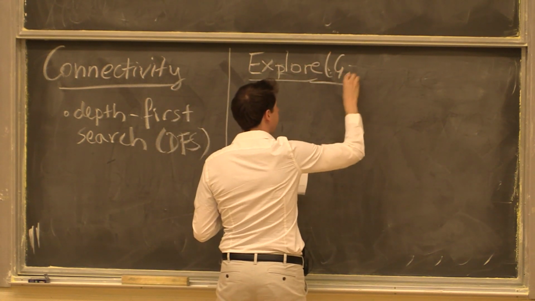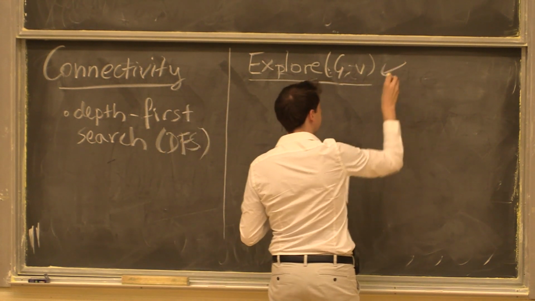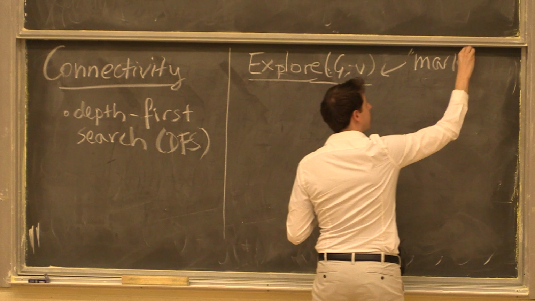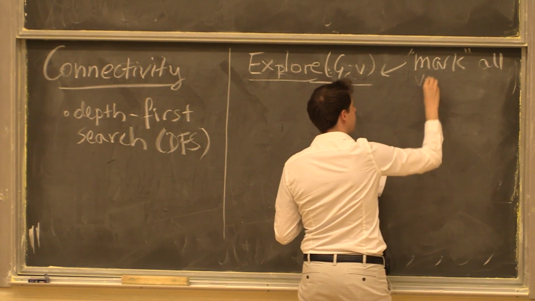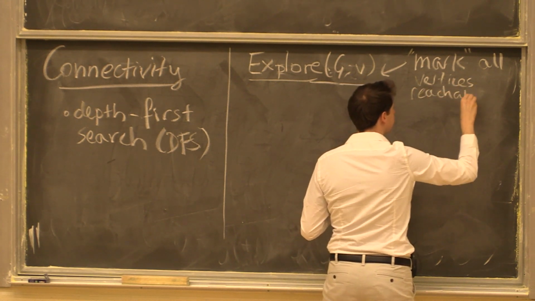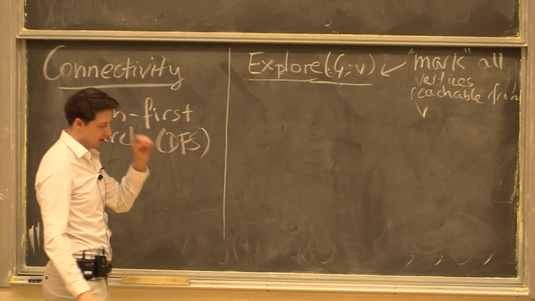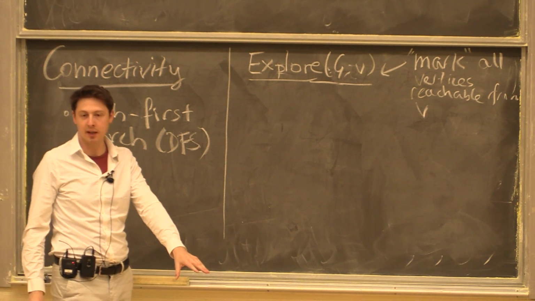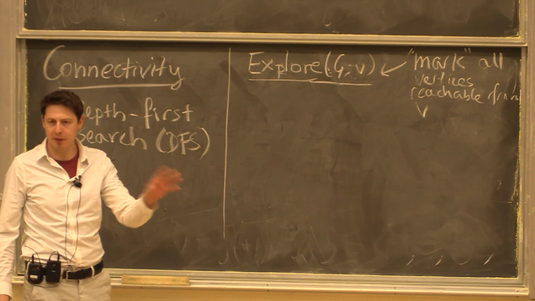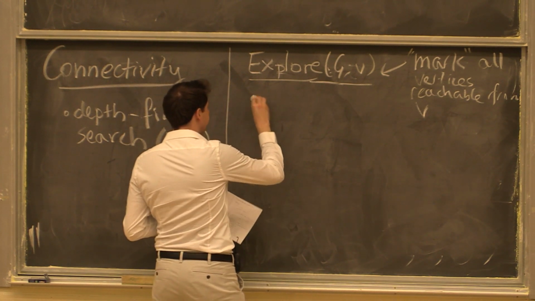It takes as input a graph and a vertex in the vertex set. Its goal is to mark, to see all vertices reachable from V. Somehow there's a subroutine, you spawn the subroutine at the vertex V, and the job is for it to figure out what are all the vertices that are connected to V. Maybe they're very, very far away, but they're connected to it. It's a pretty simple subroutine.